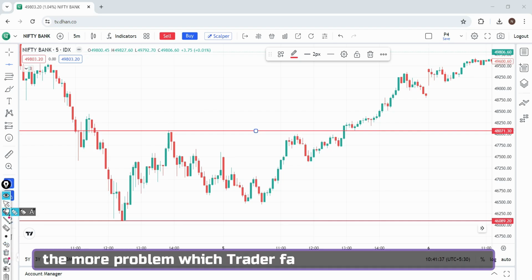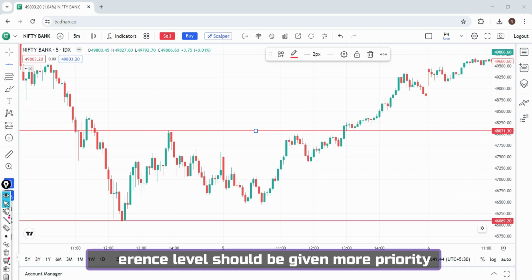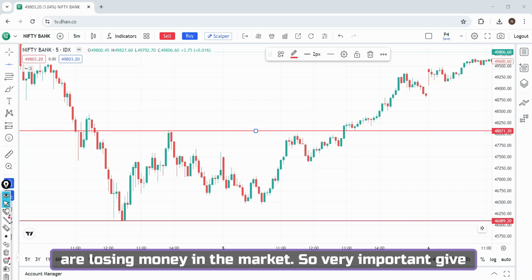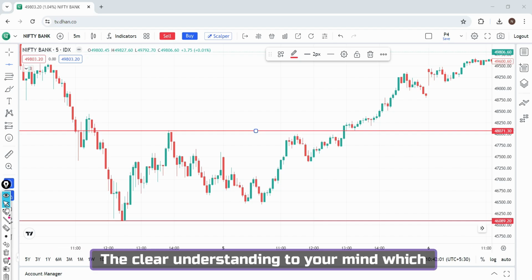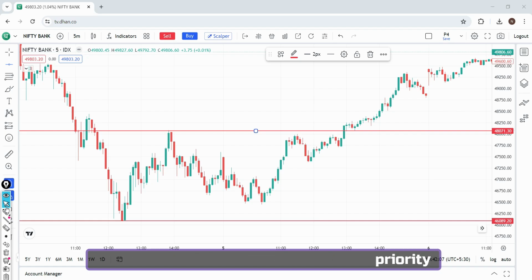Here the main problem which traders face is not being clear about which reference level should be given more priority and which reference level should be given less priority. When traders are confused, that is where you and most traders are losing money in the market. So it is very important to give a clear understanding to your mind about which reference level should be given more priority.